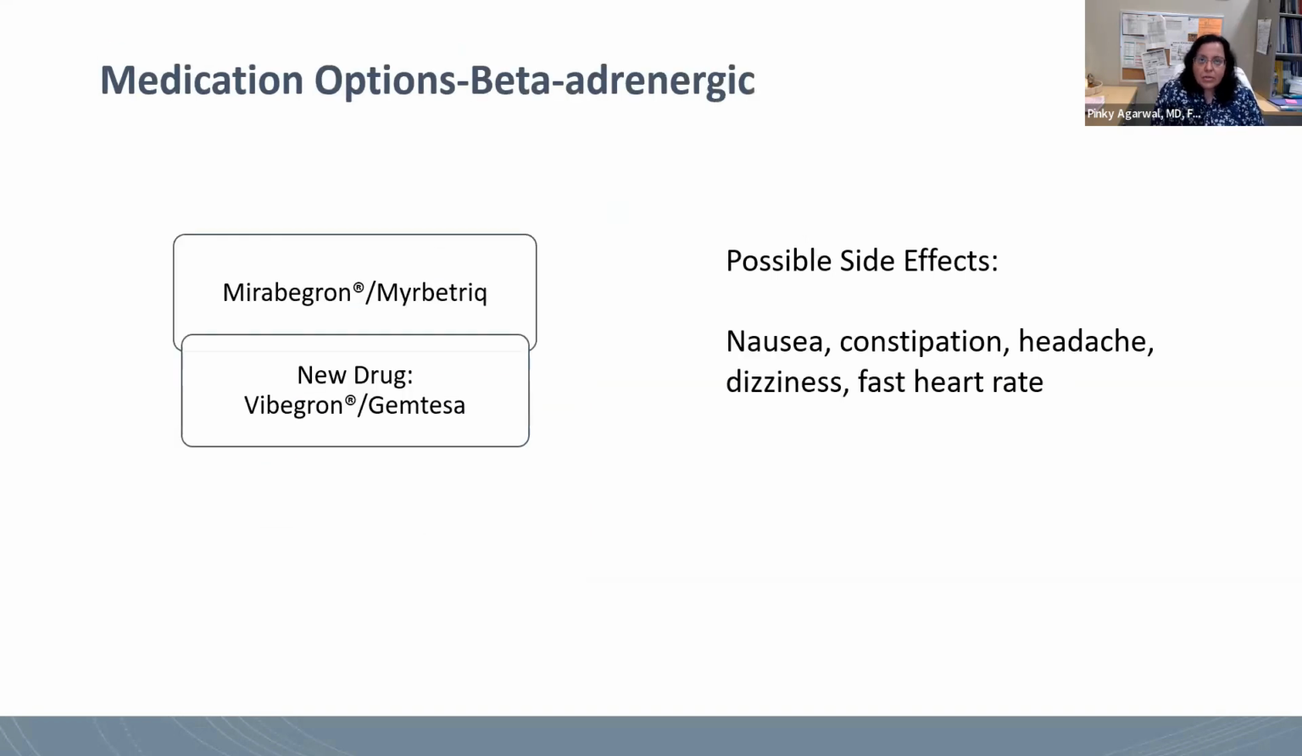The other medication group for treating overactive bladder is medications that, instead of working through acetylcholine, work through a different adrenergic mechanism. The commonest one of these is mirabegron or Myrbetriq. And there's a newer one called Gemtesa or vibegron. Now, our center did a study looking specifically at mirabegron in Parkinson's, and the patients did quite well.